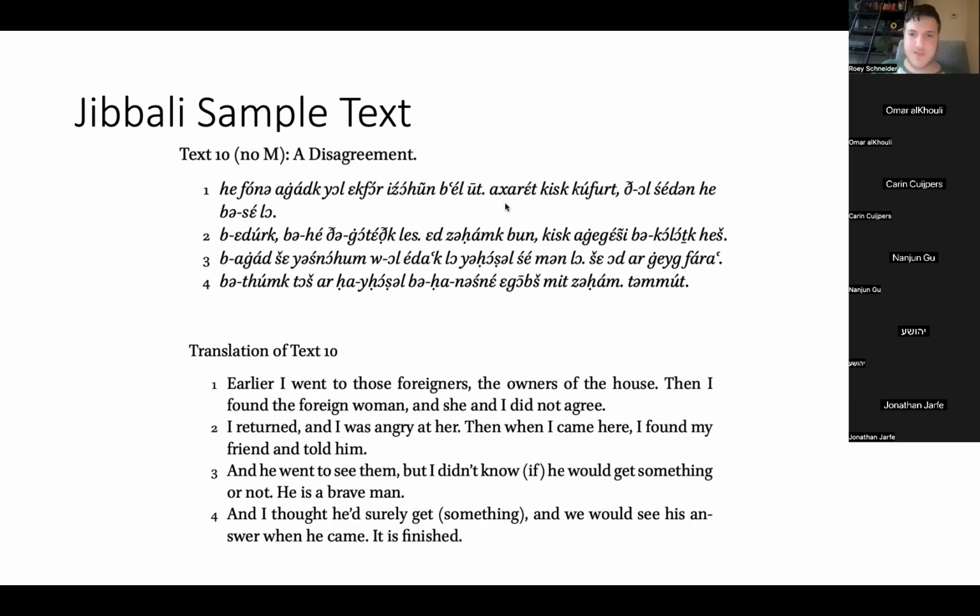So أخرات, afterwards or at the end. Kisk. This is a verb in the G stem. Final aleph. So kose or something like that, or kise.